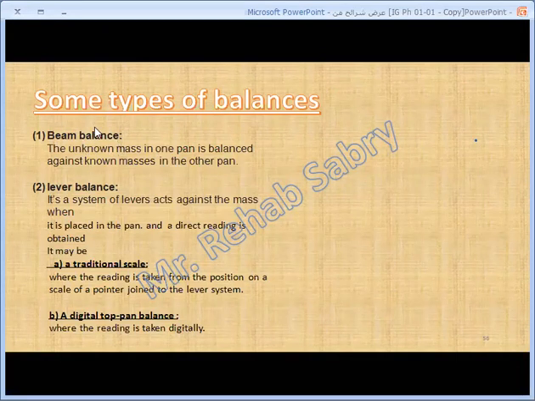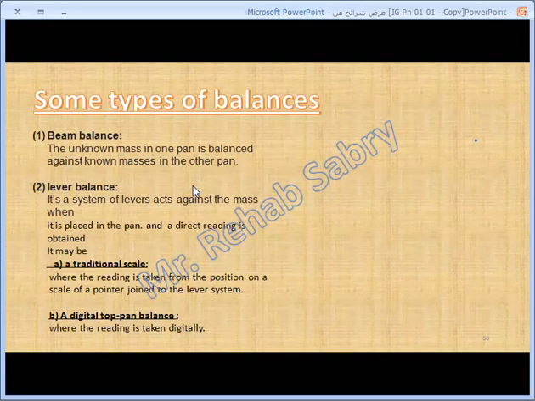In this kind, the beam balance, the unknown mass is placed in one pan and is balanced against another known mass in the other pan. I think this idea is so clear. If anyone doesn't understand this point or needs more clarification, please raise your hands.